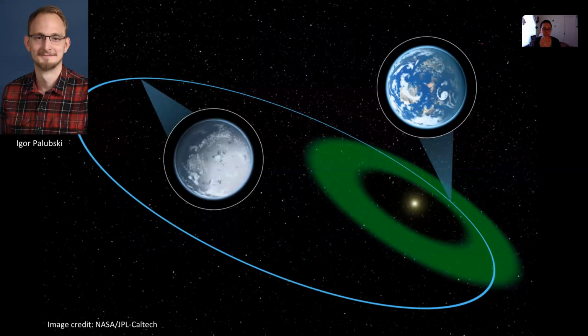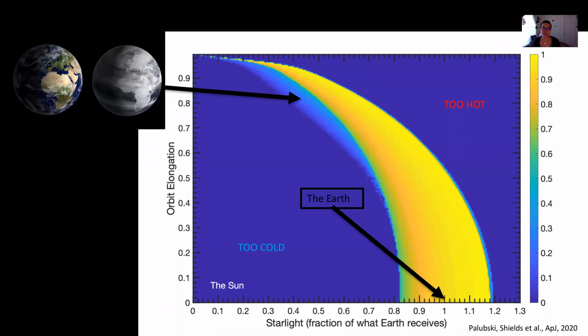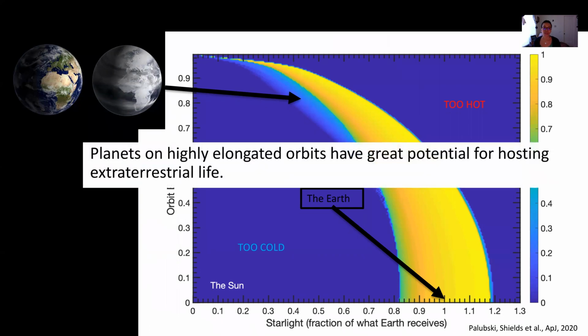We've also been able to apply this knowledge to planets at all eccentricities. My grad student Igor Polupsky has quantified the fractional habitability for planets as a function of eccentricity and insolation, allowing us to determine that even the most highly eccentric planets have some fraction of habitability during the course of their orbit, surface habitability.